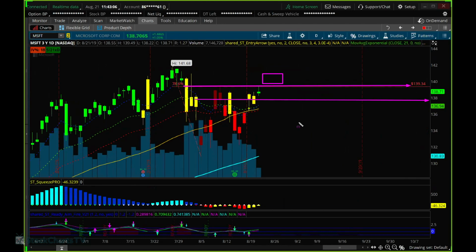Let's say you get that breakout. We only have about a minute here, but let's say you get that breakout, then all of a sudden it falls back down below. Is there a place where you can keep a really tight stop in case you get that false move?